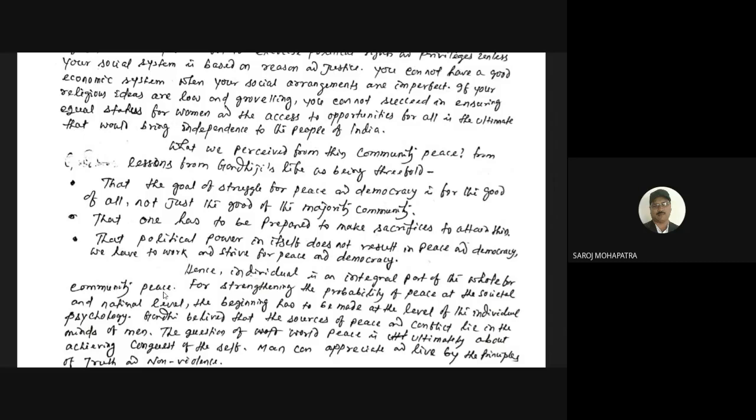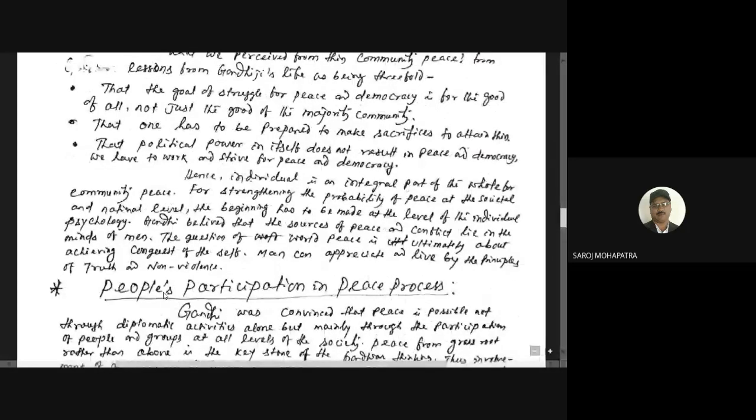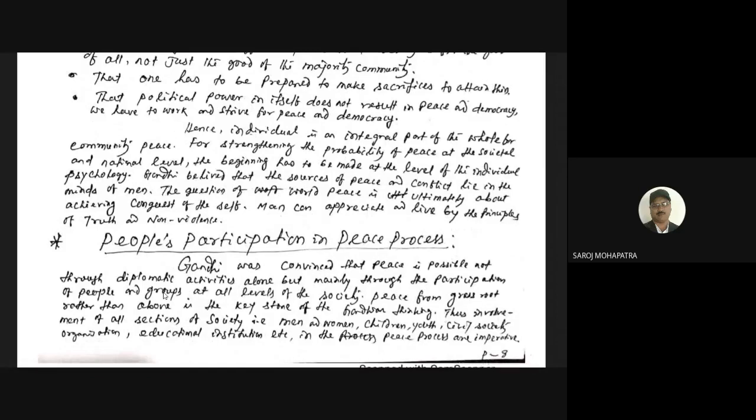Number 3, political power in itself does not result in peace and democracy. We have to strive for peace and democracy. Hence the individual is an integral part of the whole for community peace. For strengthening the probability of peace at the societal and national level, the beginning has to be made at the level of individual psychology.